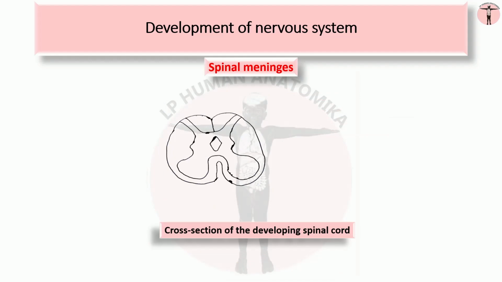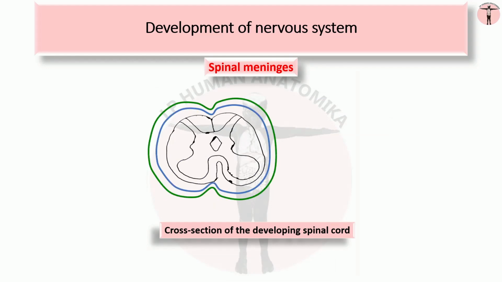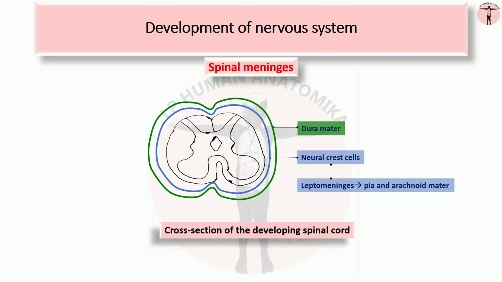Development of spinal meninges. The mesenchyme surrounding the neural tube condenses to form the primordial meninges. The outer layer of this membrane gives rise to the dura mater. The internal layer, derived from the neural crest cells, gives rise to the leptomeninges, which include the pia and arachnoid mater. Fluid-filled spaces appear within the leptomeninges that soon coalesce to form the subarachnoid space. Cerebrospinal fluid starts to form during the 5th week of development.